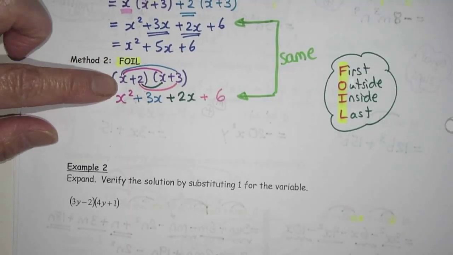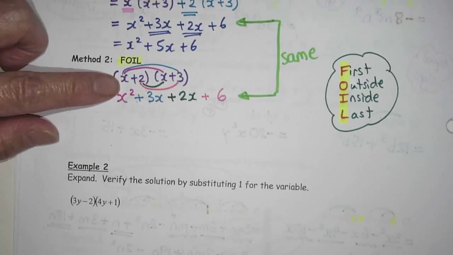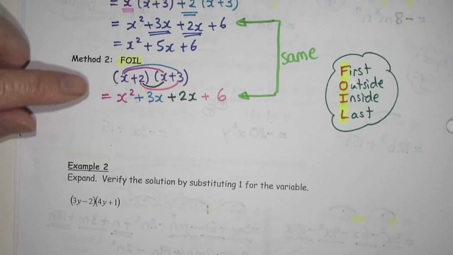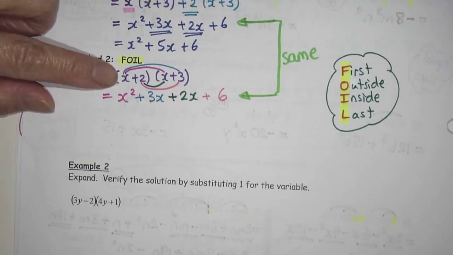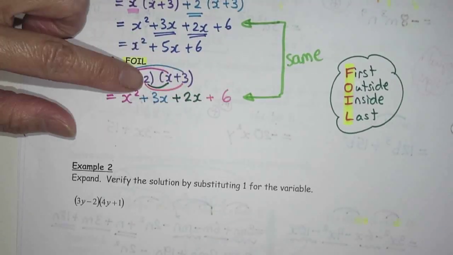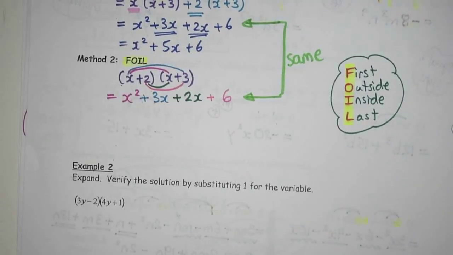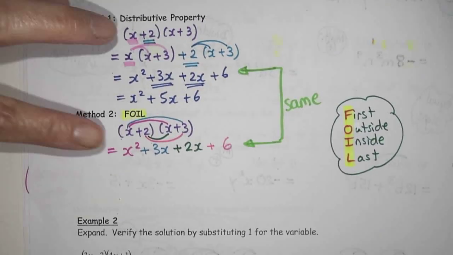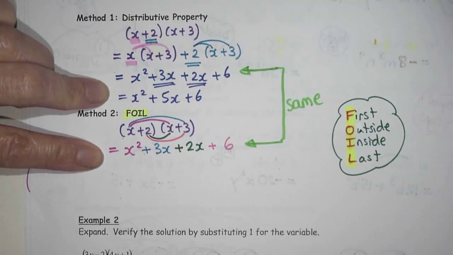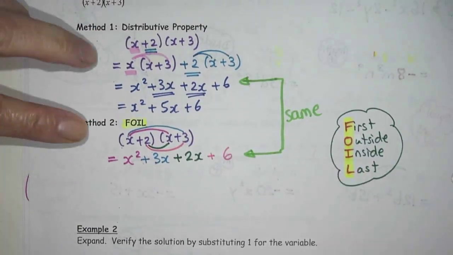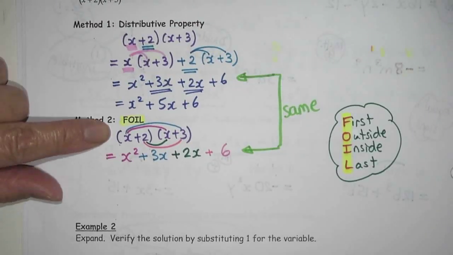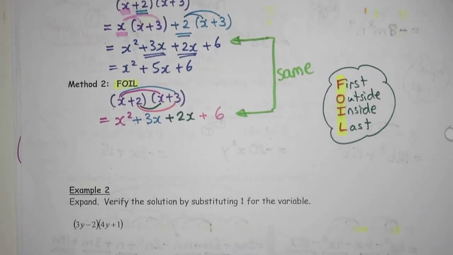So a lot of people use this little arc thing, which is FOIL, first, outside, inside, last, which is actually distributive. So you're distributing the x to both of them, and you're distributing the 2 to both of them. So either way you think of it, you're going to get the same exact next step. So it doesn't matter if you're thinking FOIL or you're thinking distributive. What you want to do is what these little arcs are telling you to do.